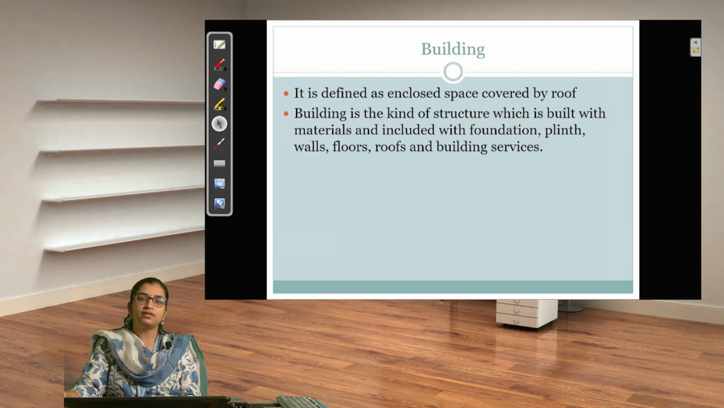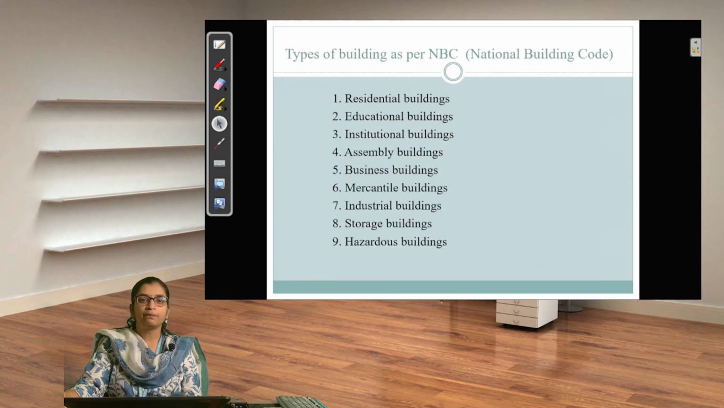So building is defined as the enclosed space covered by the roof, which may include all the components, that is slab, beam, column, wall, door, window. These are included in that particular roof. So that covered space of that particular structure we call a building. Some other definition is also there. The building is a kind of structure which is built with materials and included with foundation, plinth, wall, floors, roof and building services. So these kinds of structures we call a building.